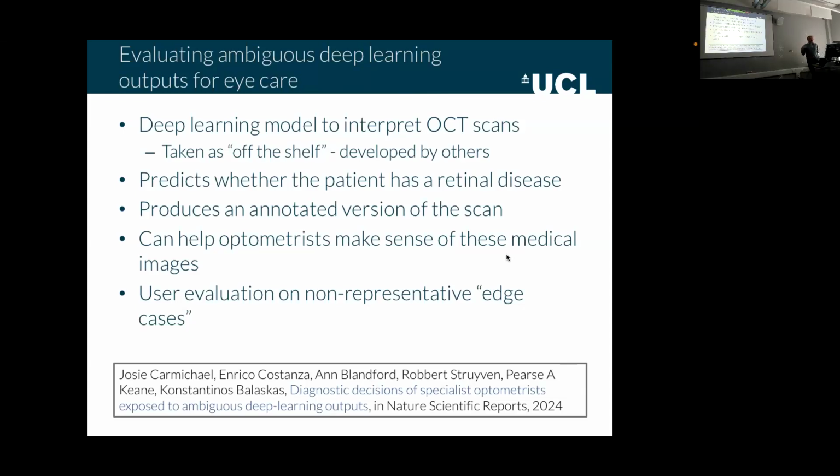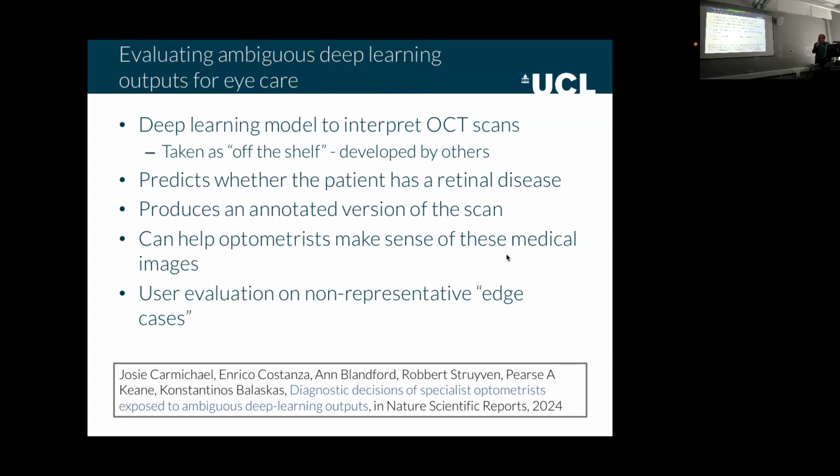This is another study in which we did a user evaluation on a system that we did not develop. I forgot to mention the explanation that I showed you were not developed by us. They are from a group in Berlin, and they were considered to be the state-of-the-art explanations at the time.